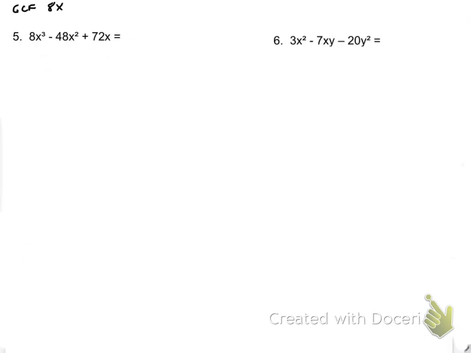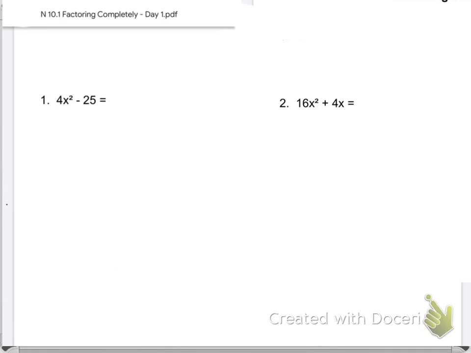So let's go back to that first problem. And you see there is no greatest common factor between 4 and 25, and it is a difference of squares. If 4x squared is your a squared, and 25 is your b squared, then that's going to factor as a minus b times a plus b, and that's the pattern that you need to remember, and you need to memorize it.